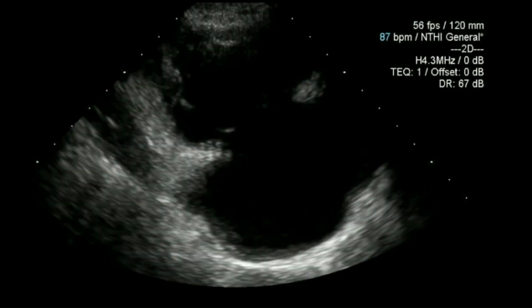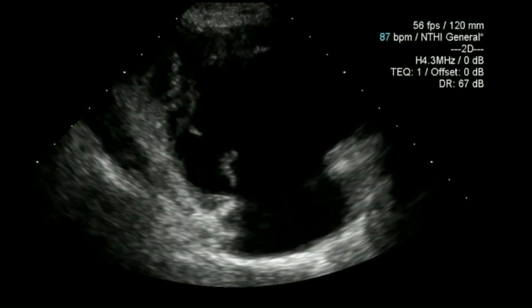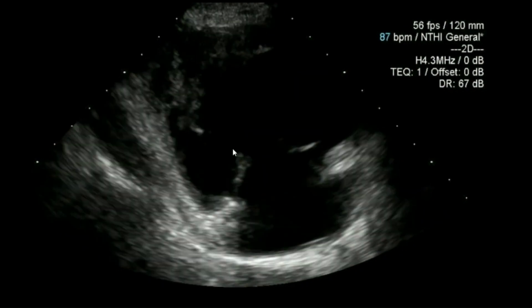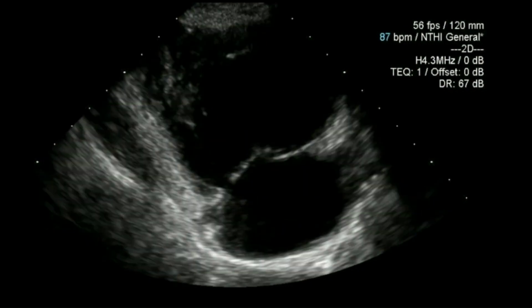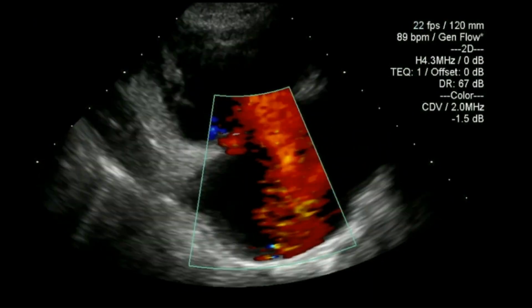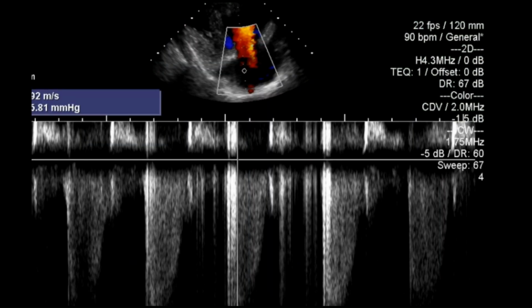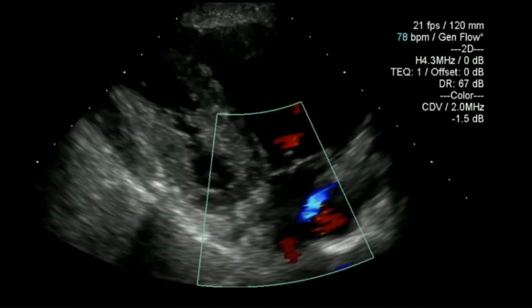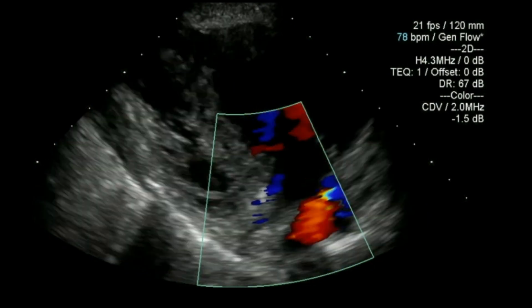Tilting over to the RV inflow view, you can see the diameter across the right ventricle is quite large in that view. And she has trivial tricuspid regurgitation, but looking at the velocity through the tricuspid valve there, you can see it is increased. She does have some mild pulmonary hypertension. As you're tilting over, we do start already getting suspicious of some flow coming up through here.